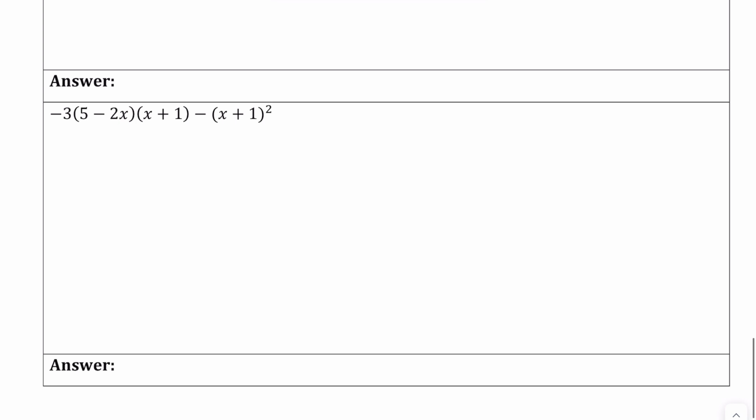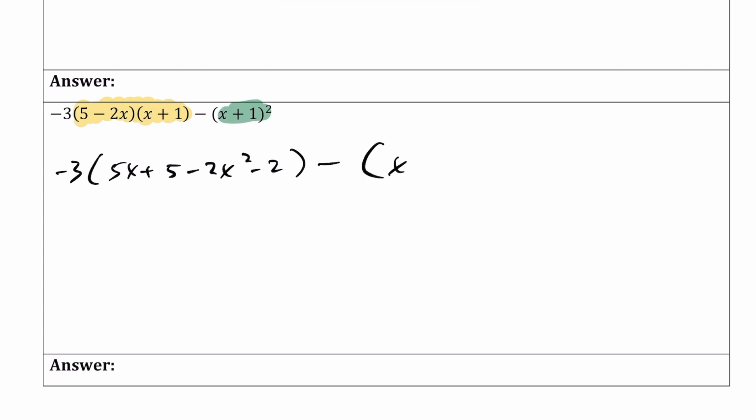All right, final question here. We want to go ahead and evaluate this expression. So before you distribute that minus 3, you're going to want to take care of this. So I'm going to go ahead and write that minus 3 down. This is going to end up being 5x plus 5 minus 2x squared minus 2. And then we're going to go ahead and take care of this as well. Don't forget to put brackets around this whole thing.